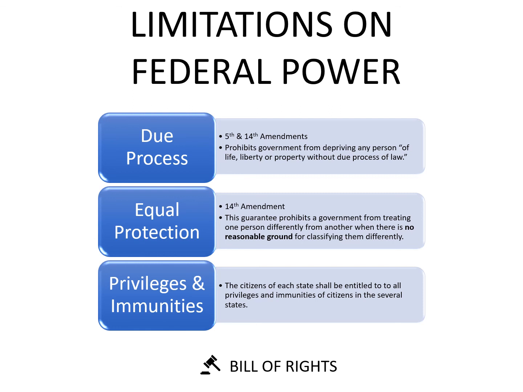Privileges and immunities. The citizens of each state shall be entitled to all privileges and immunities of citizens in the several states. What does this mean? This means you can't be treated differently in different states. You can't go to Georgia and have them act as if you're not a citizen of the country and act like, oh, this is Georgia. We don't want North Carolinians here. Get out. Now, might it happen?